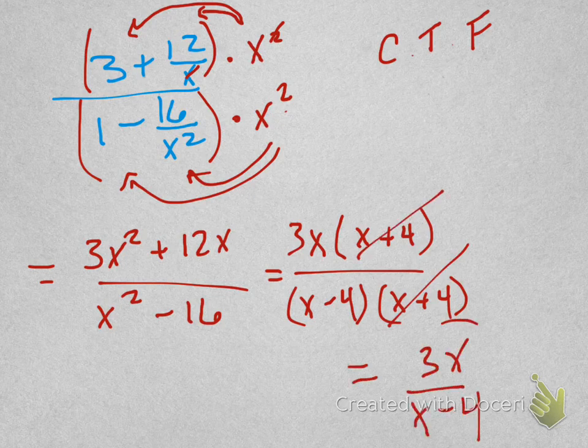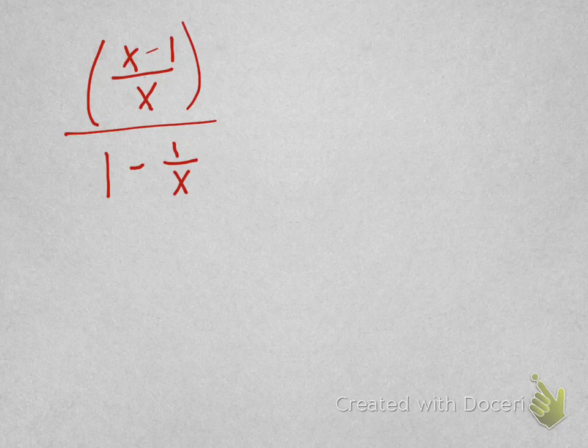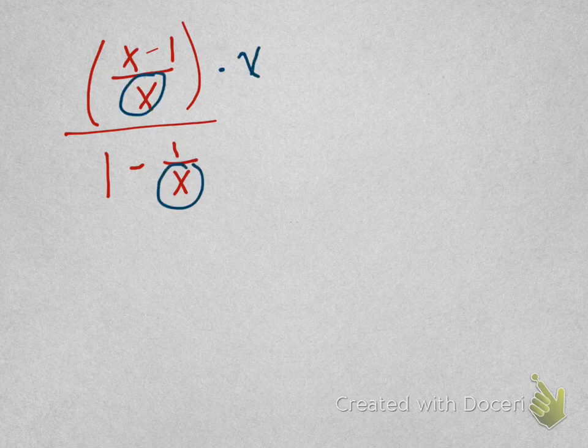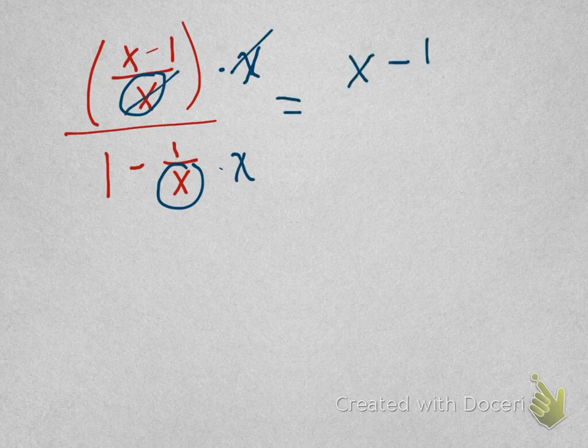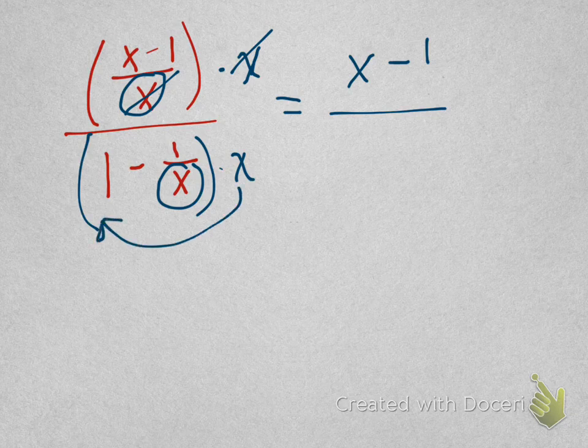Alright, here's another complex fraction. Let's simplify this. Again, the trick for these problems is to multiply by the least common denominator, which in this case is just x. You see how there's an x here and an x here? If I multiply everything on the top and bottom by x, watch how sweet this is. That is going to cancel, and I'm just going to get an x minus 1 on the top. On the bottom, notice I'm going to have to distribute it. Don't forget that. When I distribute that in, I get an x here, and these are going to cancel, so it's just minus 1.